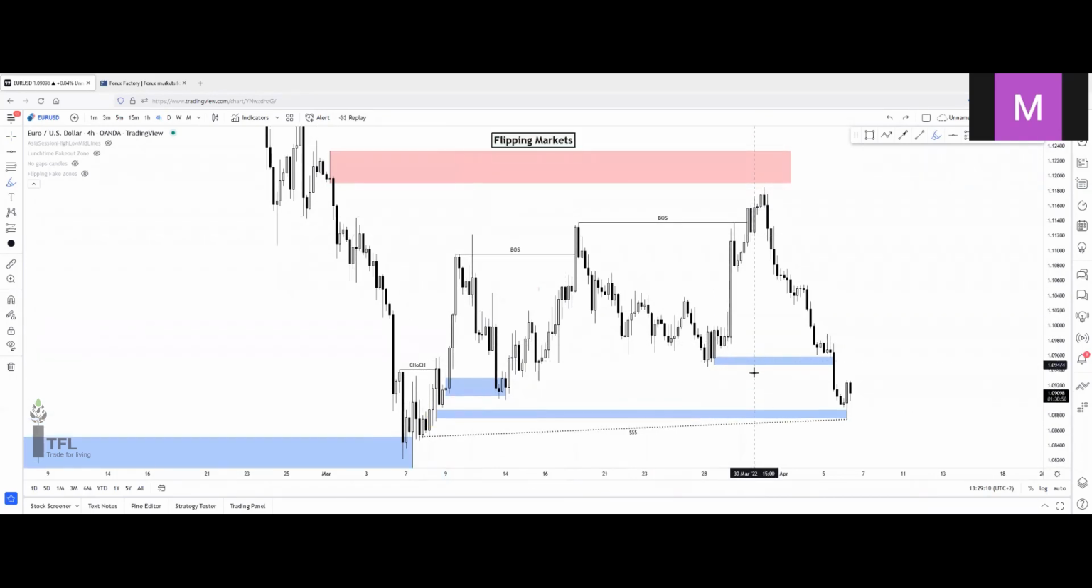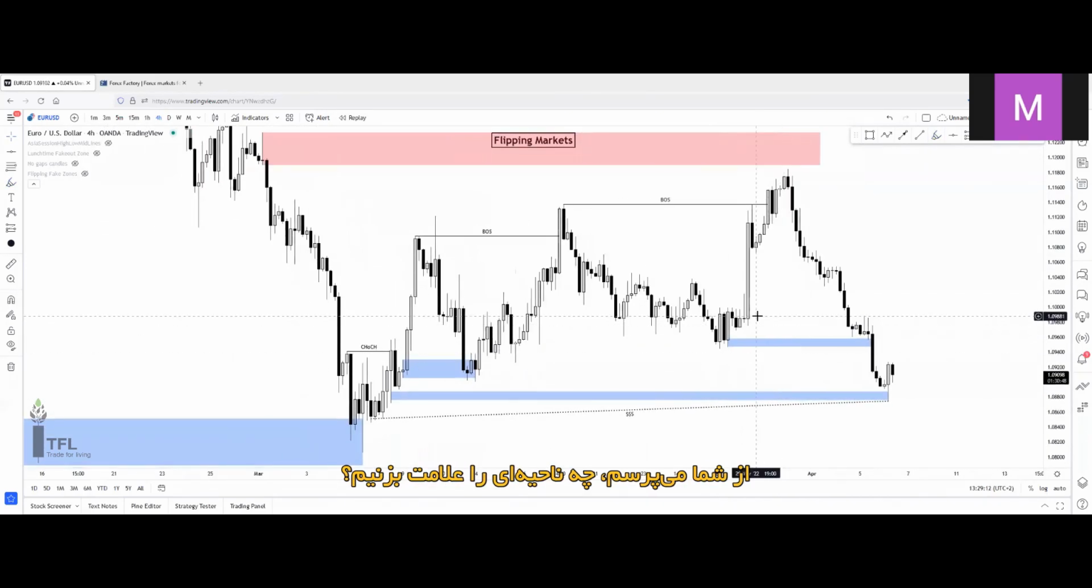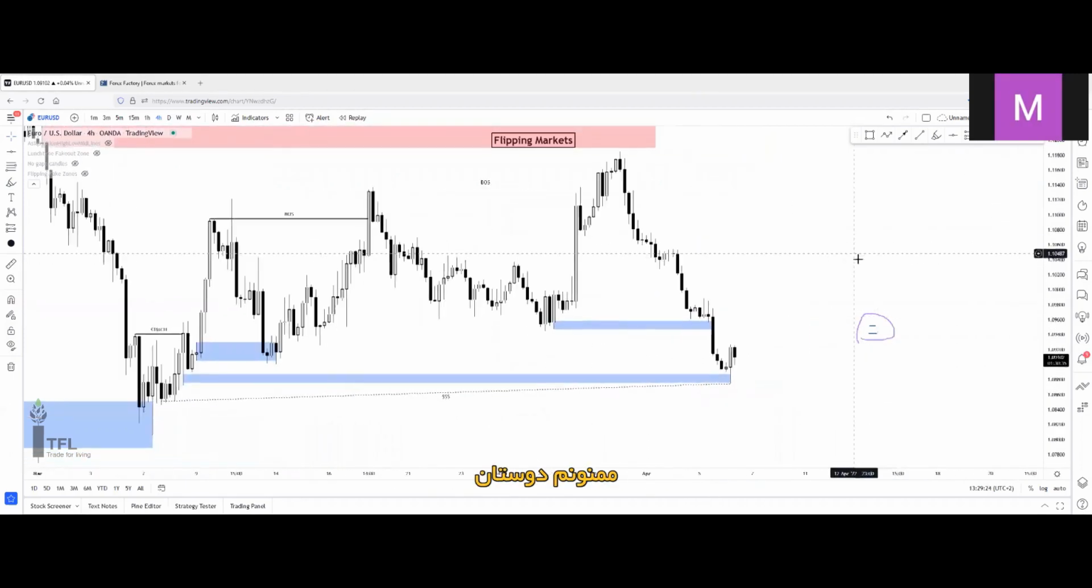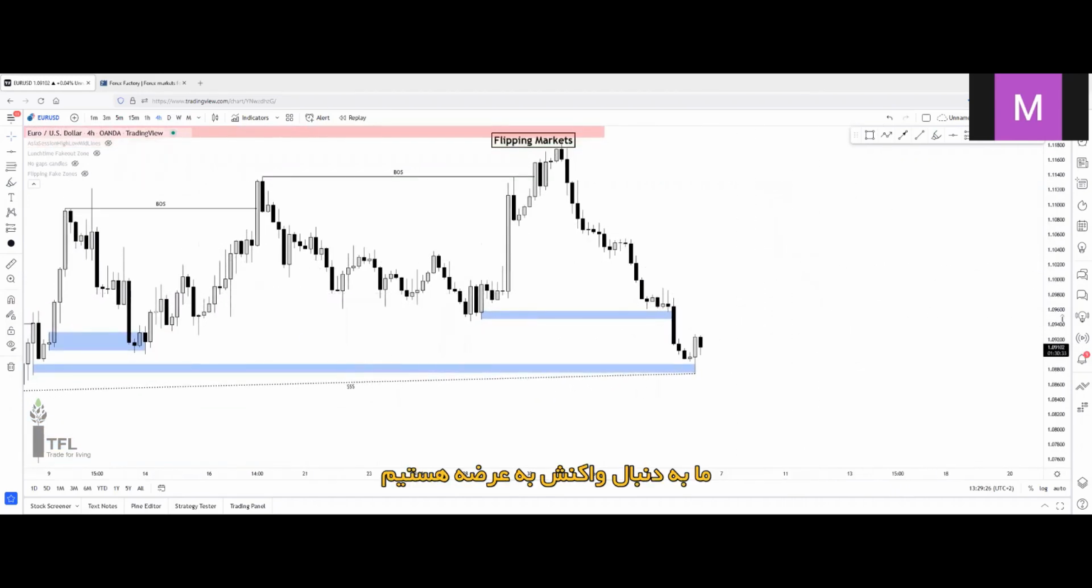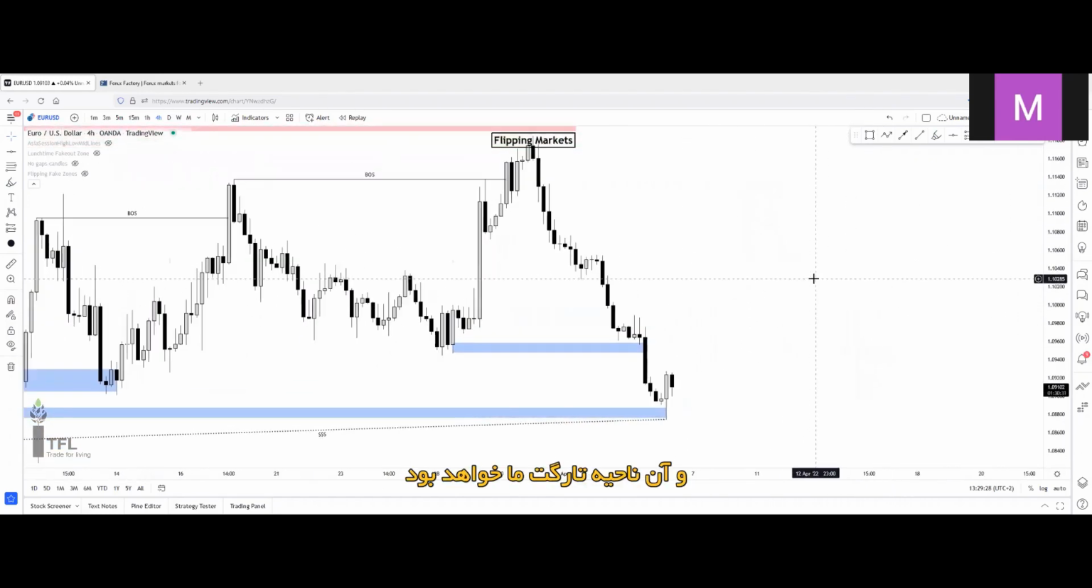Okay, what can we do? I'm asking you, what should we mark next? What should we do right now? What are we looking for? Supply. Exactly. Thank you, guys. We are looking for a supply reaction. And that supply zone could be our target point with the longs. Okay.